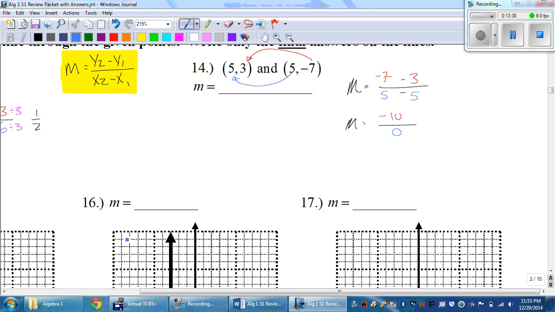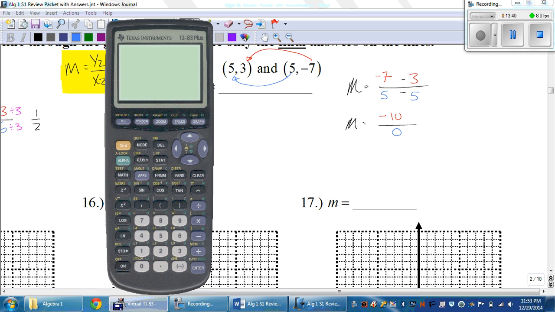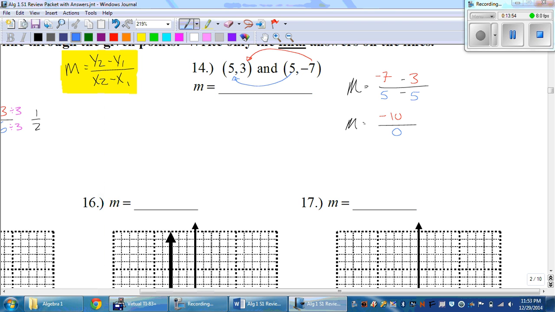So this is where it pays to have your calculator. We're doing negative 10 and you're dividing that by 0. There's an error. Okay? When there's an error, that means that our slope is undefined. You need to know that. All right. Last ones.